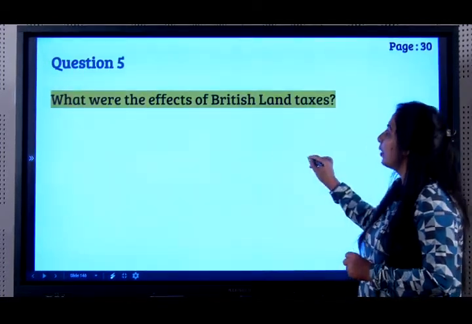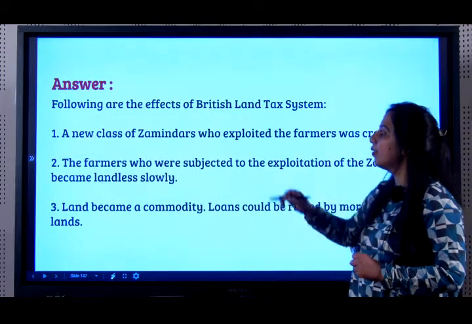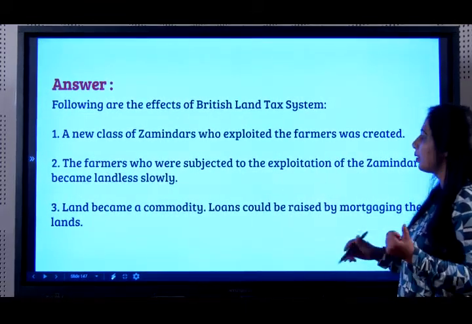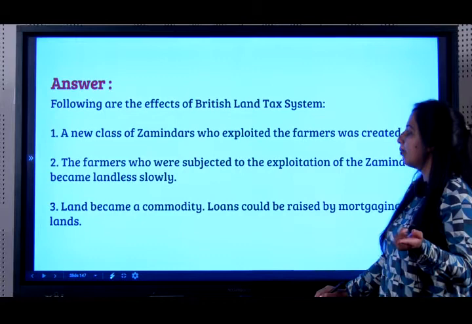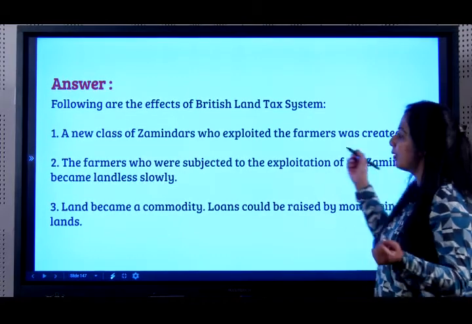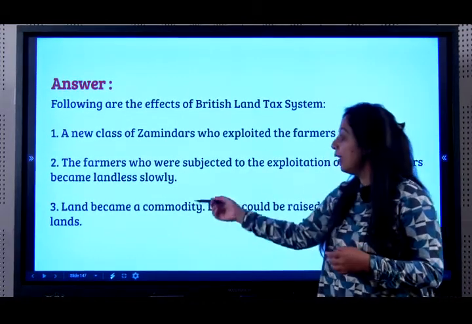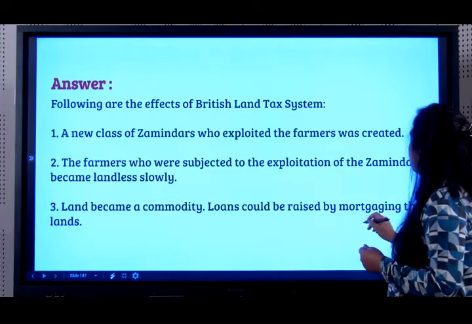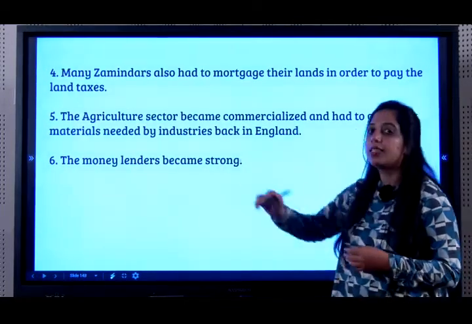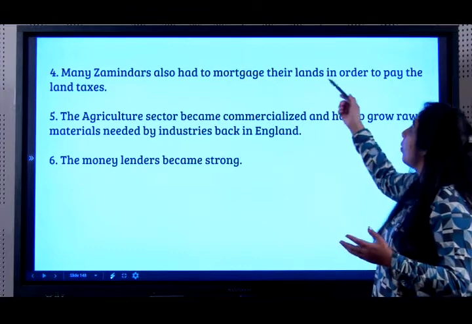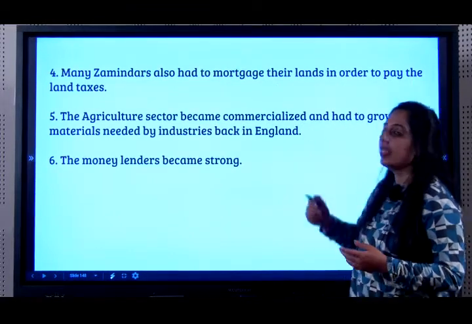Question 5. What are the effects of the British land taxes? A new class of zamindars who exploited the farmers was created. The farmers who were subjected to the exploitation of the zamindars became landless. Slowly, land became a commodity. Loans could be raised by mortgaging the lands. Many zamindars also had to mortgage their lands in order to pay land taxes.